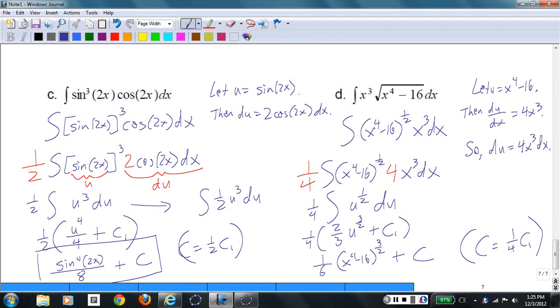I'm lost on the 2/3. Well, u to the 1/2 will give us u to the 3/2 over 3/2. So we add 1 to the exponent and then divide by the new exponent that we got. And then multiply by the reciprocal of 3/2 to get the 2/3.